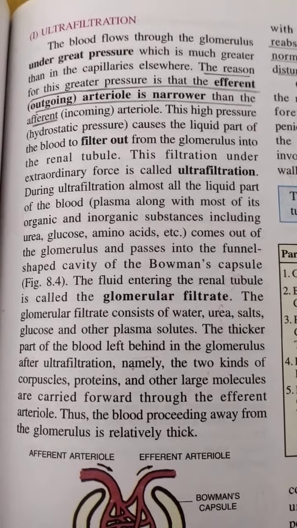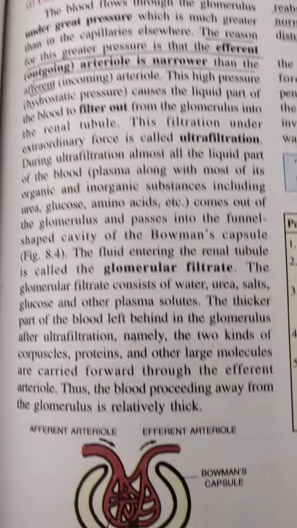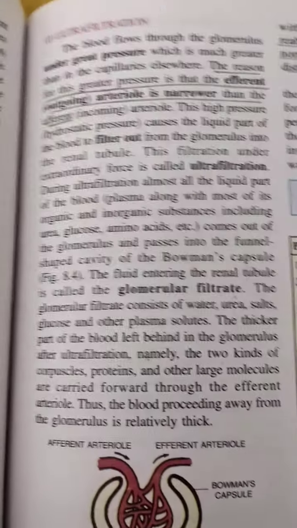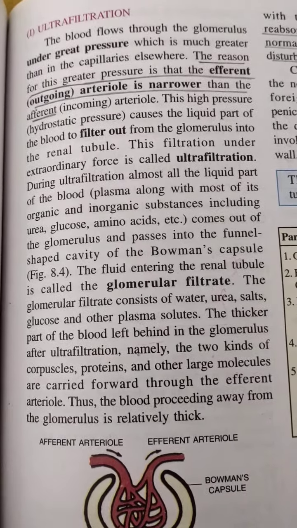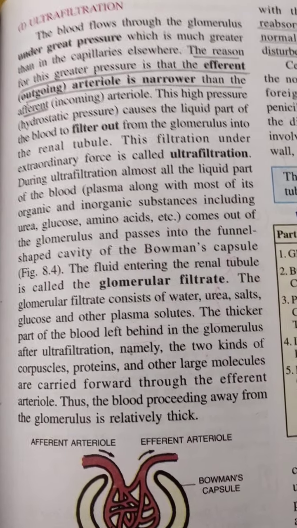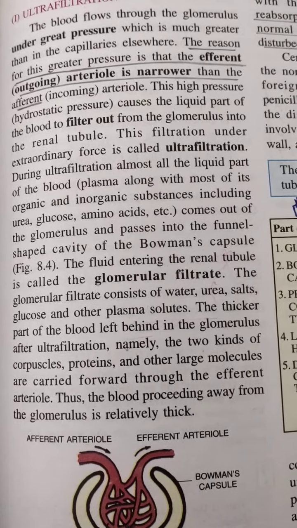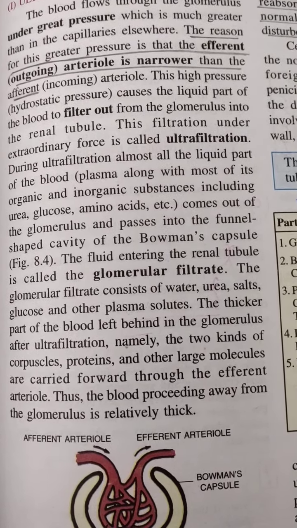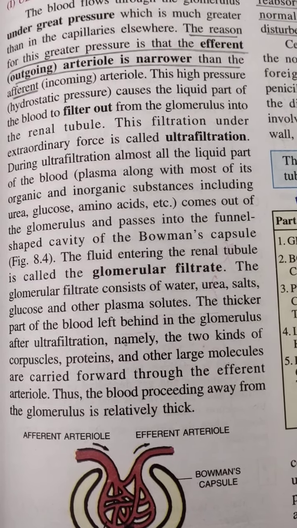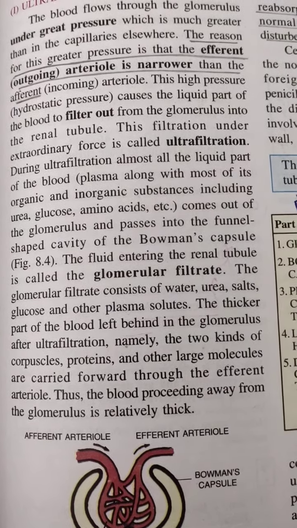Now, ultrafiltration. In the previous class, I was saying why the afferent arteriole is thicker, as you can see in this diagram, and efferent arteriole is thinner. This thick and thin diameter brings about a great pressure inside the glomerulus. The reason for this greater pressure is that the efferent arteriole is narrower than the afferent. This high pressure, known as hydrostatic pressure, causes the liquid part of the blood to filter out from the glomerulus into the renal tubule. That is actually the urine which is excreted out.